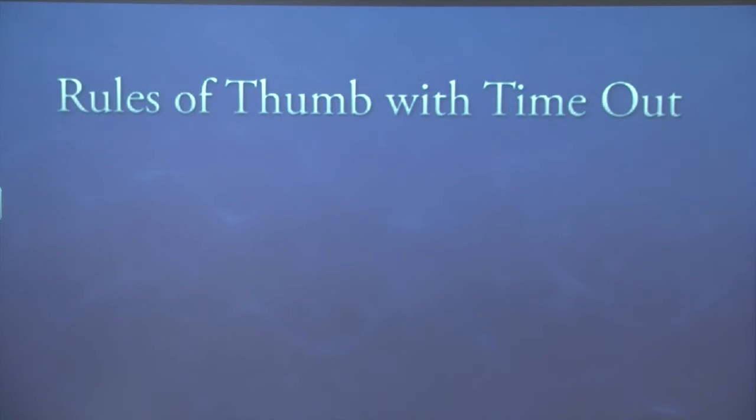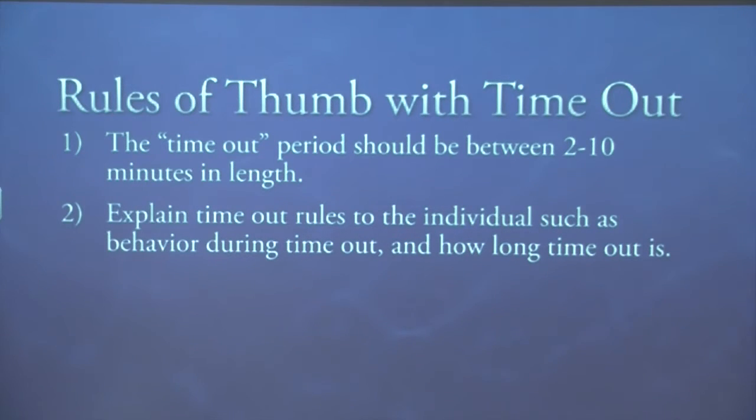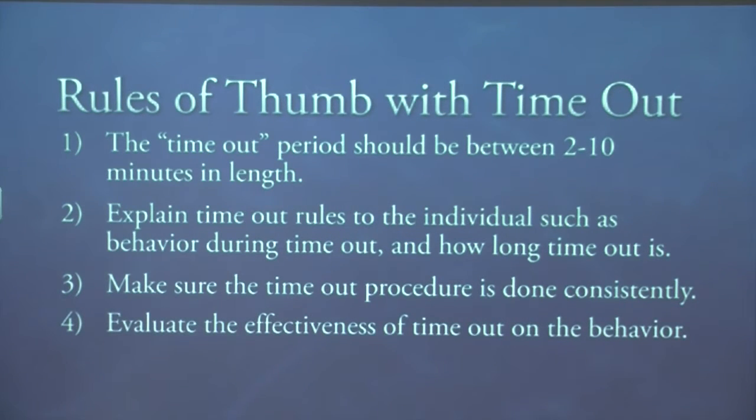Some rules of thumb with timeout are: the timeout period should be between 2 and 10 minutes in length. Explain timeout rules to the individual, such as their behavior during timeout and how long timeout is. Make sure the timeout procedure is done consistently. And evaluate the effectiveness of timeout on the behavior.